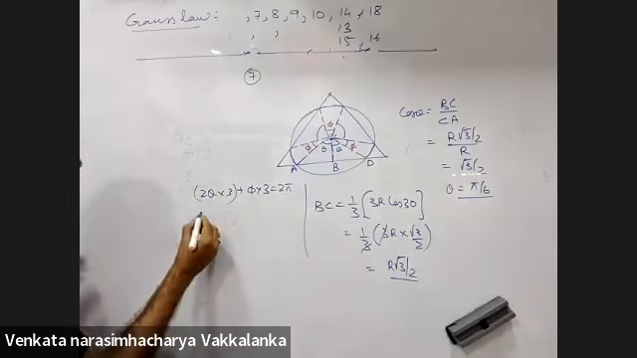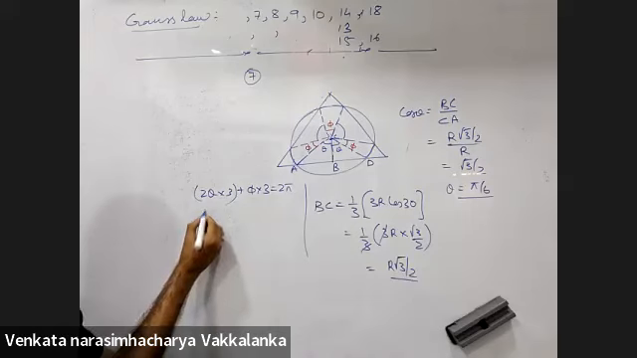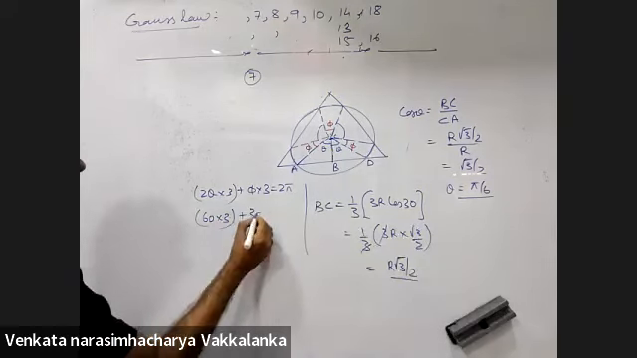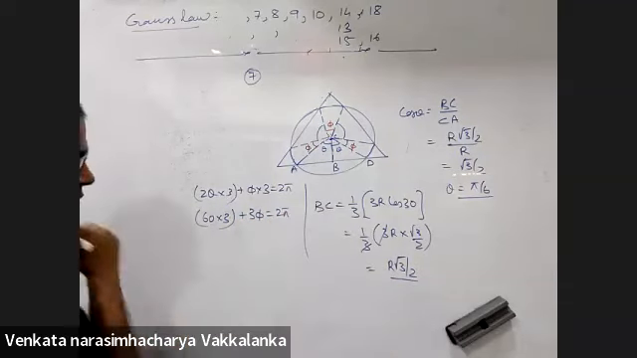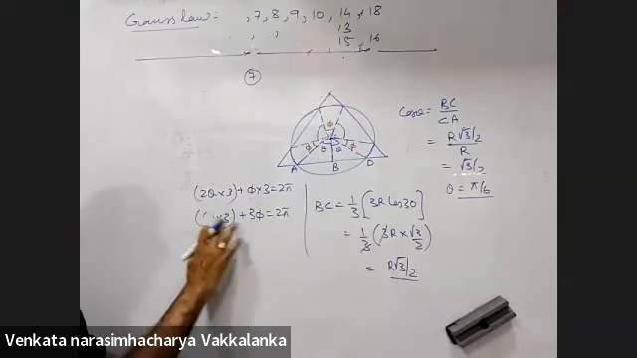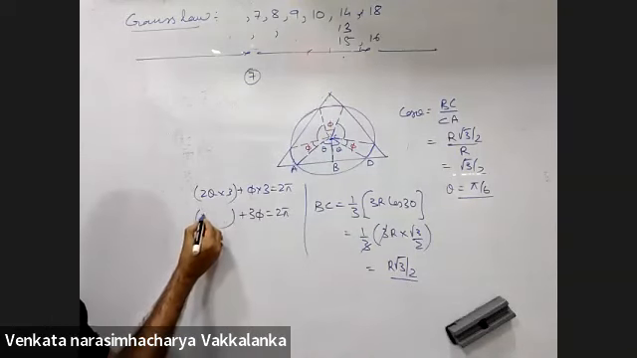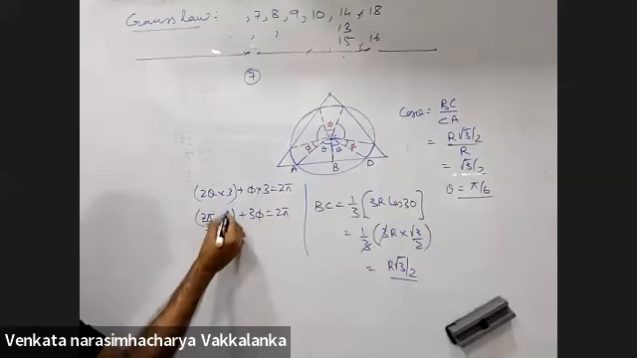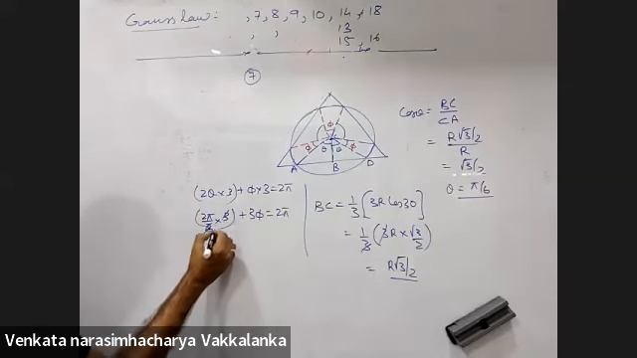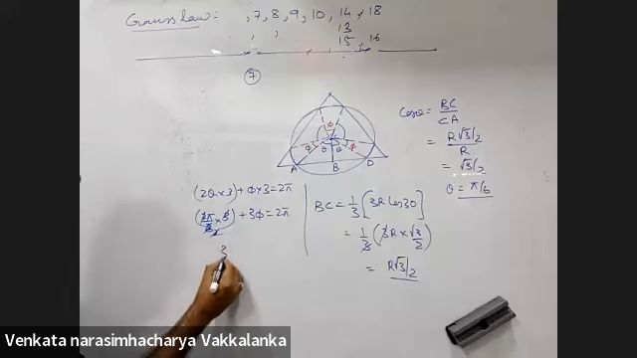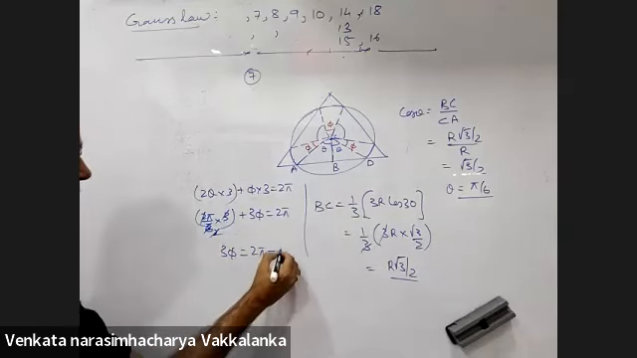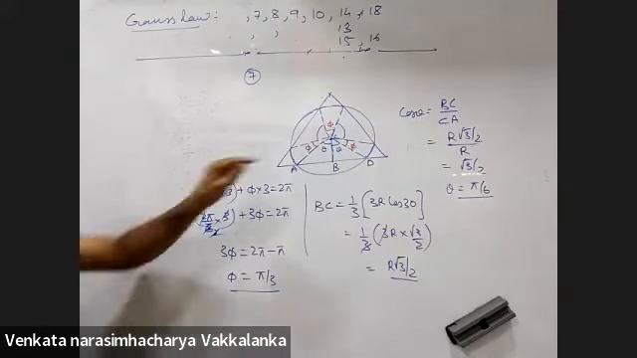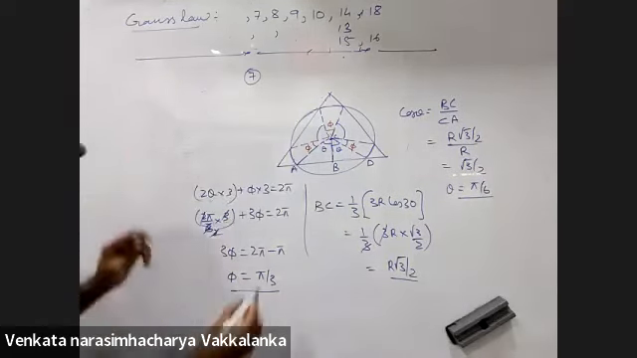Theta, you already know, is 30 degrees, so I'll keep it as pi by 6. 2 pi by 6 into 3 becomes pi. So 3 phi is 2 pi minus pi, and phi is equal to pi by 3. The phi angle is pi by 3.